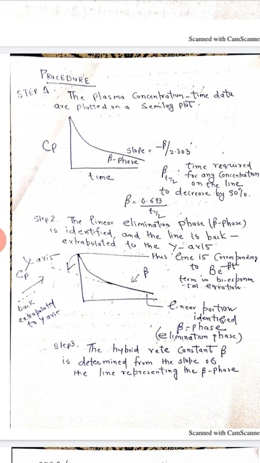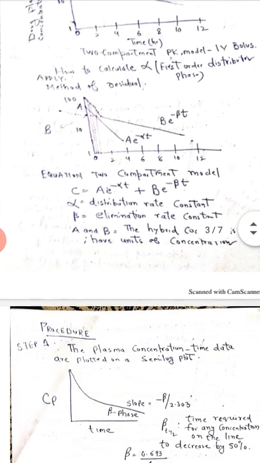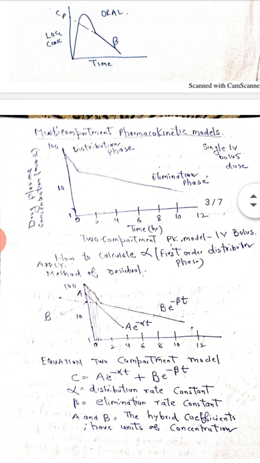So the second phase of the curve is known as the beta phase. As we have seen in the graph of the biexponential curve, the first phase is the distribution phase, and the second phase is the elimination phase. So we find the value of beta, that is the elimination rate constant, from the elimination phase. Beta can be directly determined from the graph.